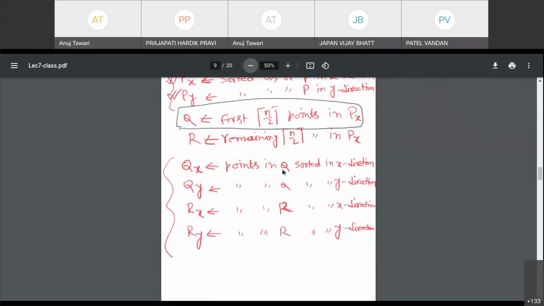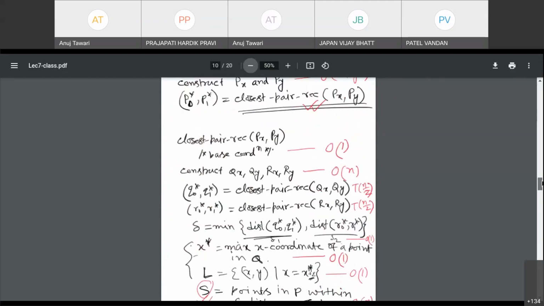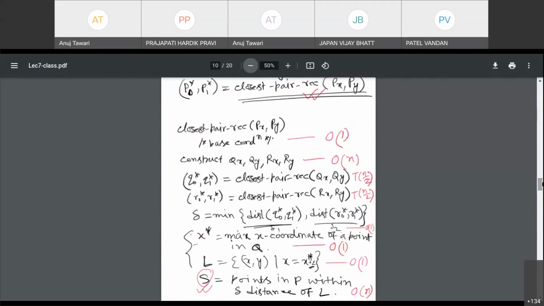Qx is the set of points sorted in x direction. Qx, Qy, Rx, Ry. So these are defined. Qy is the set of points in Q in y direction. Rx is the set of points in R in x direction. Ry is the set of points in R in y direction. So all these things you can do in big O of n. So we constructed all these sets in big O of n time.